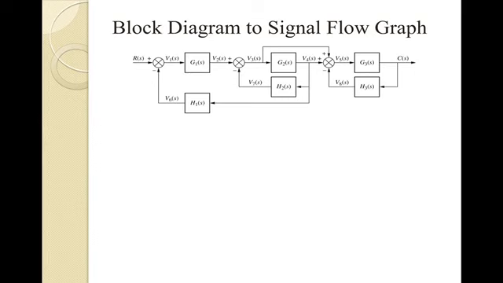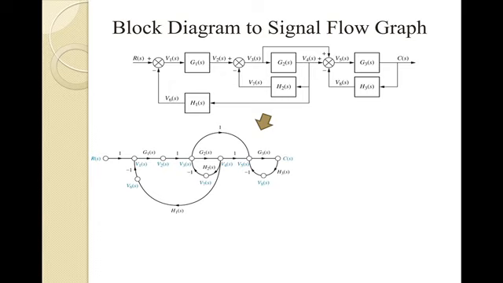Now let's assume that we are showing this block diagram. We're going to convert it to our signal flow graph as shown. So we have some feedback, maybe some parallel paths going on here. So there's a lot going on. So let's see how we could break this down.